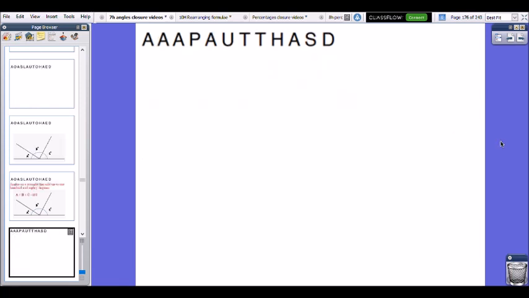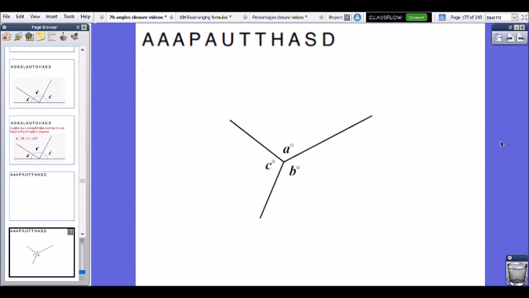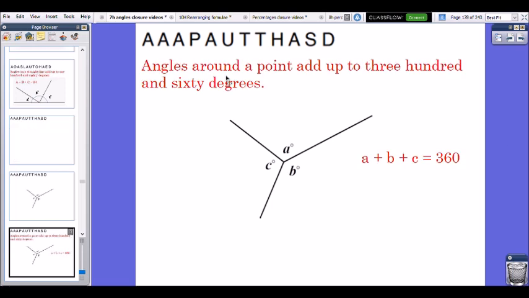So pause the video if you need some time to think. And again, it's to do with angles, and these letters represent the first letters of each word in a sentence. Okay, and I'm going to give you a clue. So the sentence I was looking for was angles around a point add up to 360 degrees.